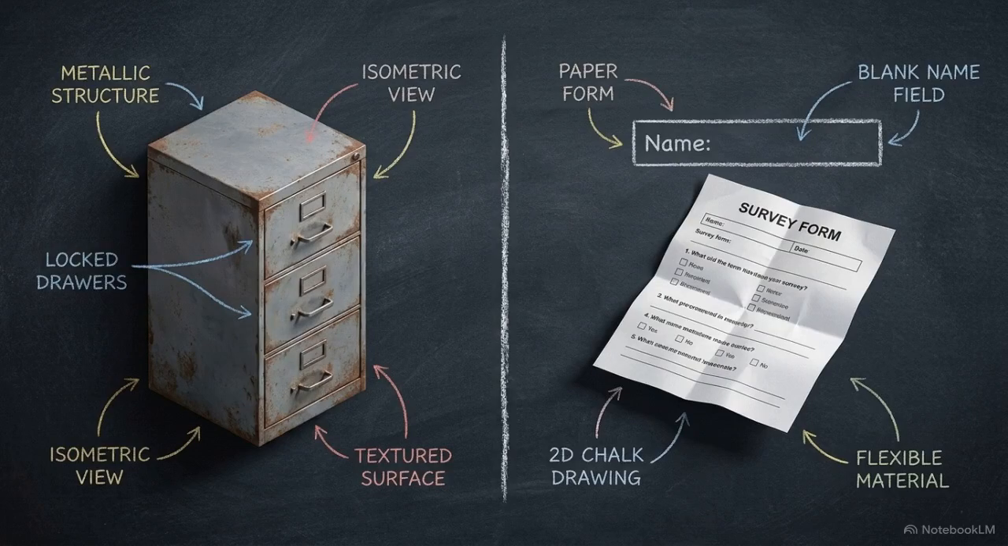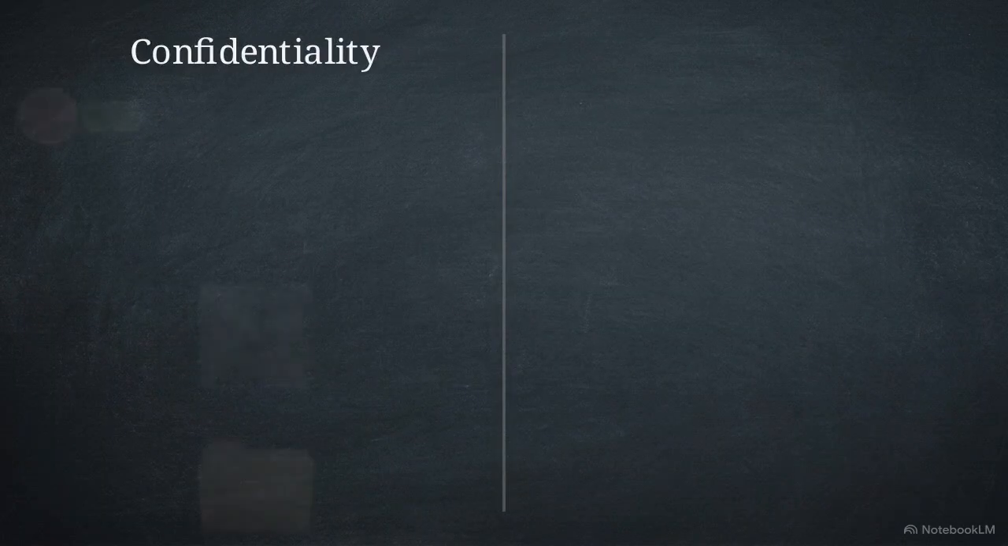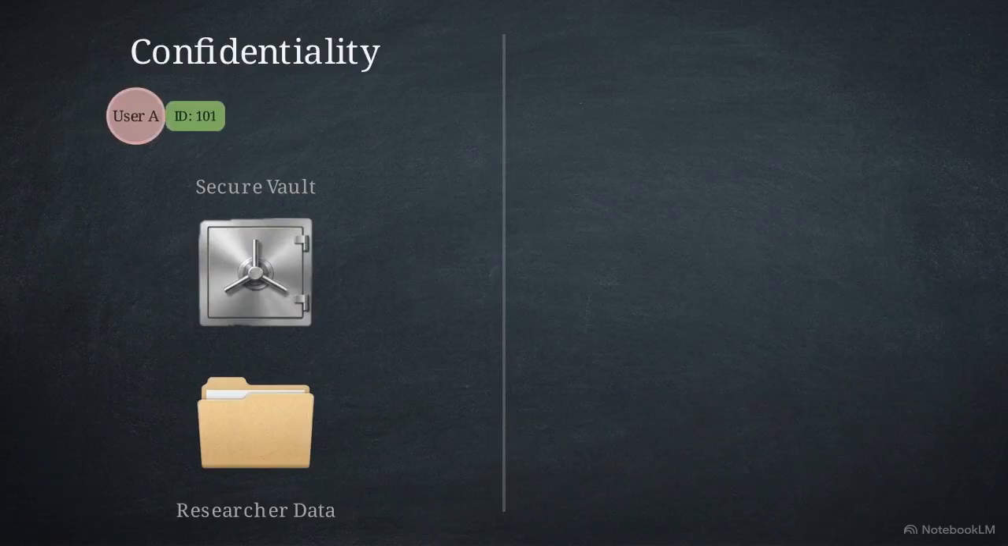Ensuring data is kept secret is legally and structurally different from ensuring a participant's identity is unknown. On the left, we see confidentiality. The researcher knows the participant's identity but secures it within a locked system to prevent public disclosure. While safe from outside eyes, the link between the individual and the data remains intact.